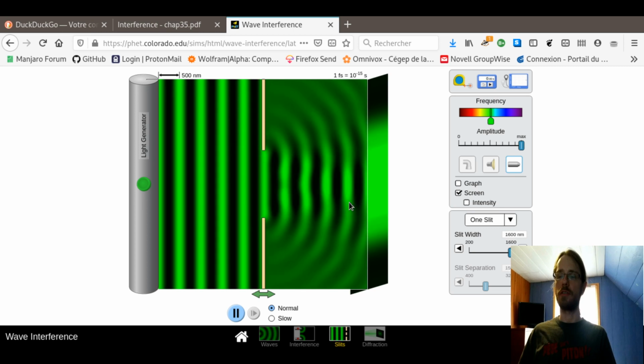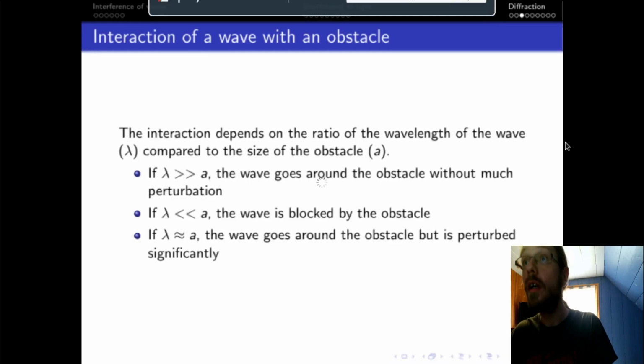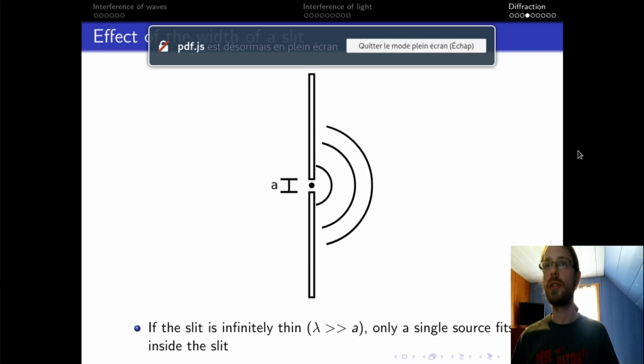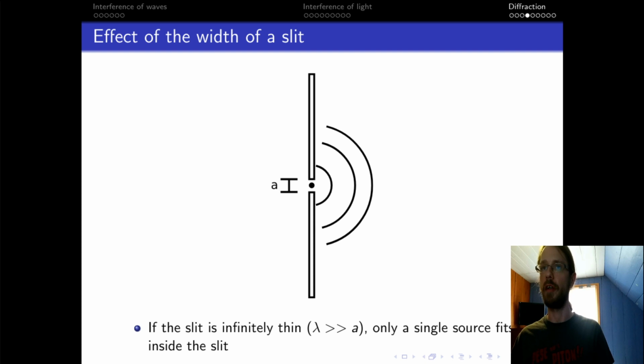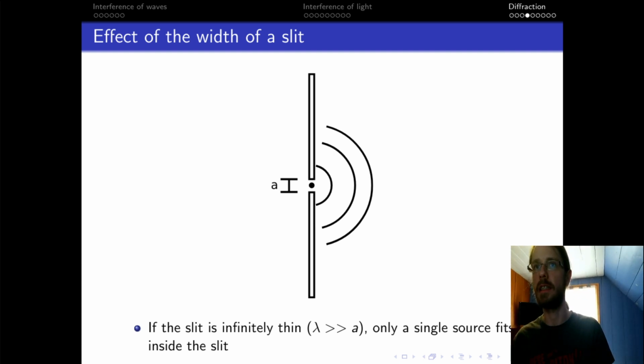To understand it, let's go back to when we put a source in our very thin slits. So we put in our analysis a single source in the slit, which emitted spherical wavefront going towards the screen. We'll give a name to the width of this slit. Going forward, we'll call it small a. So whenever the slit is very, very thin, we are in the case where the wavelength is much larger than the size of the slit.